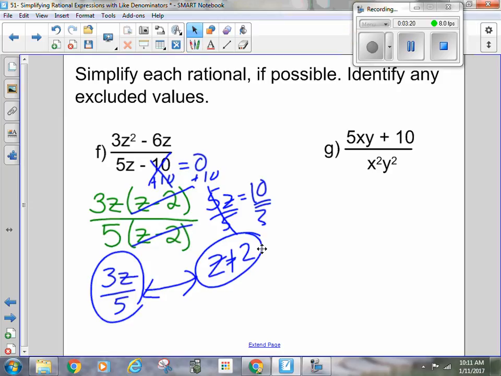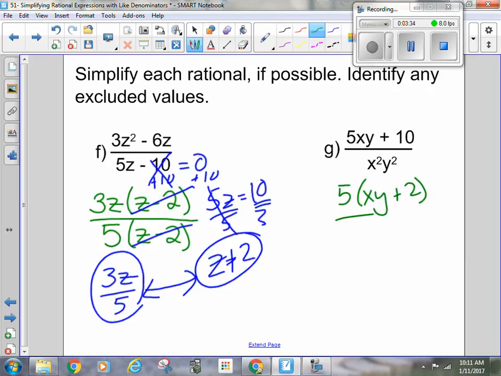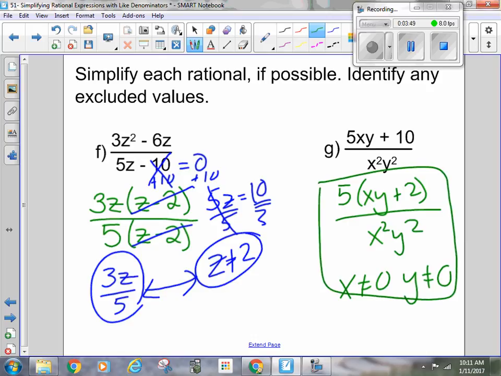Okay, so now we look here and we see if we can simplify anything. And the only thing we could really simplify is taking a 5 out of my numerator. Oops, not x plus y, x times y plus 2. We can't do anything else, so that's as simplified as it can get. And x cannot equal 0, and y cannot equal 0 for my denominator.